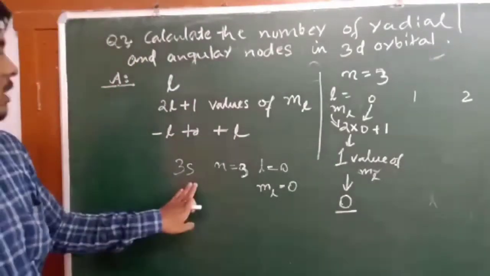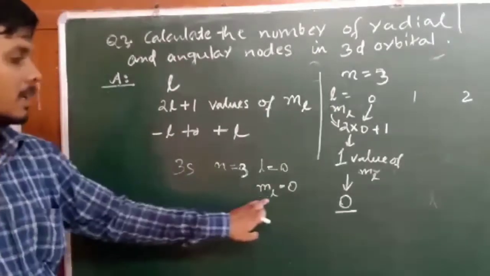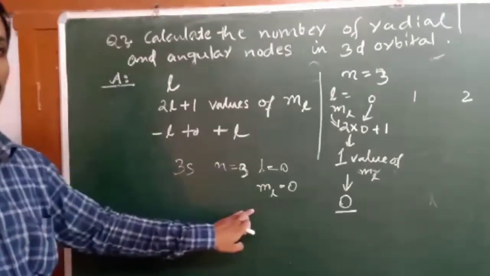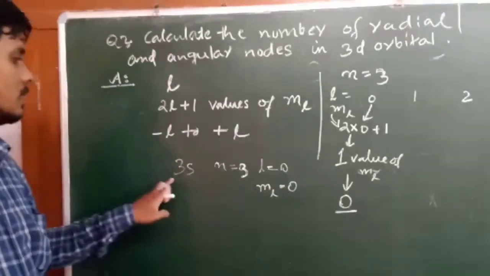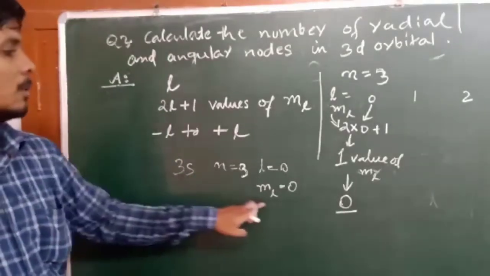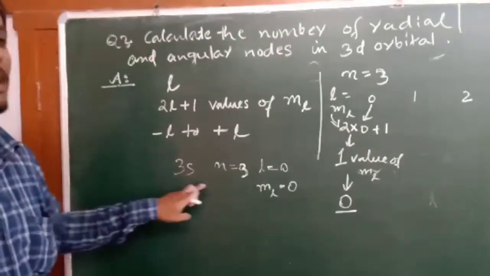That means there is only one orbital. So the number of ML values tells me about the number of orbitals. So in the 3s subshell, there will be only one orbital, which is the 3s orbital itself.